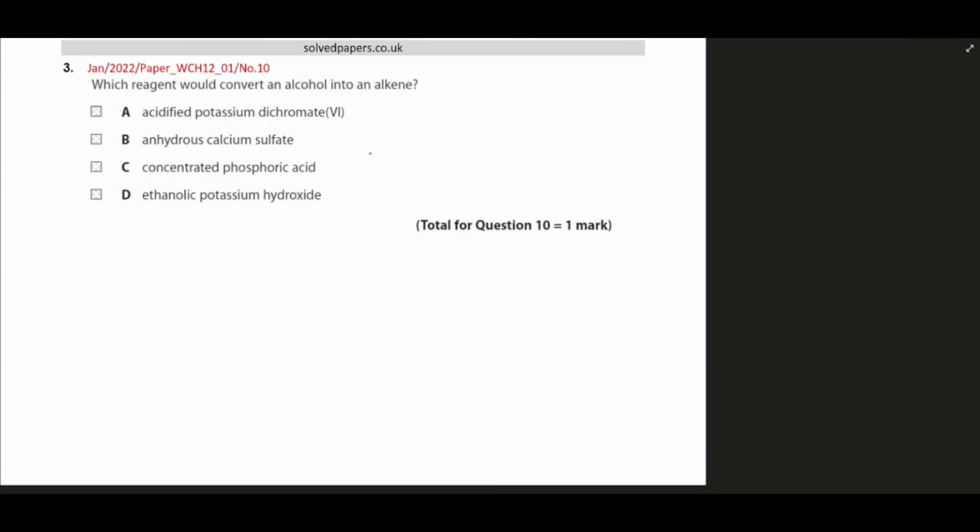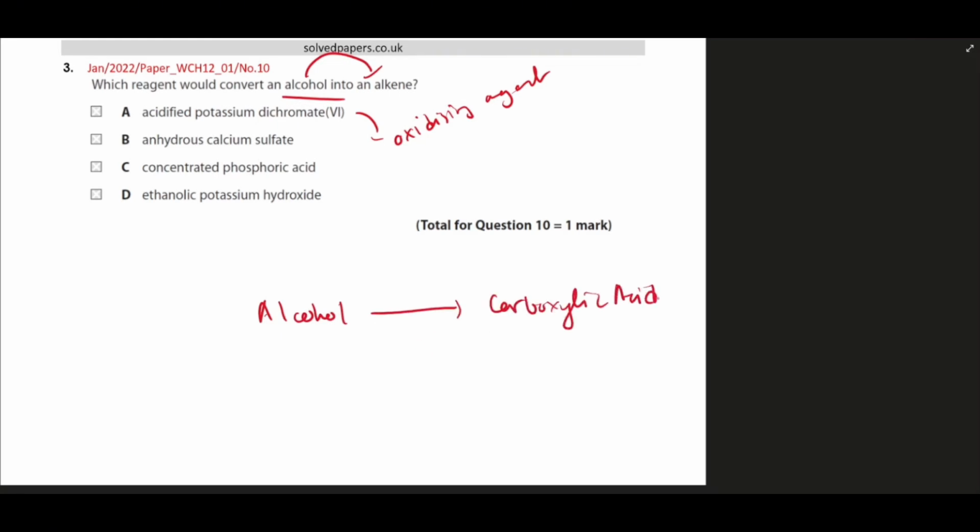Use logic. First of all, acidified potassium dichromate is an oxidizing agent. Is alcohol being oxidized here? Because if we oxidize alcohol, pretty sure alkene is not produced. We know what happens when alcohol is oxidized. Carboxylic acid is produced, isn't it? Or another thing is produced, aldehyde. So obviously that will be out of our equation. Gone.